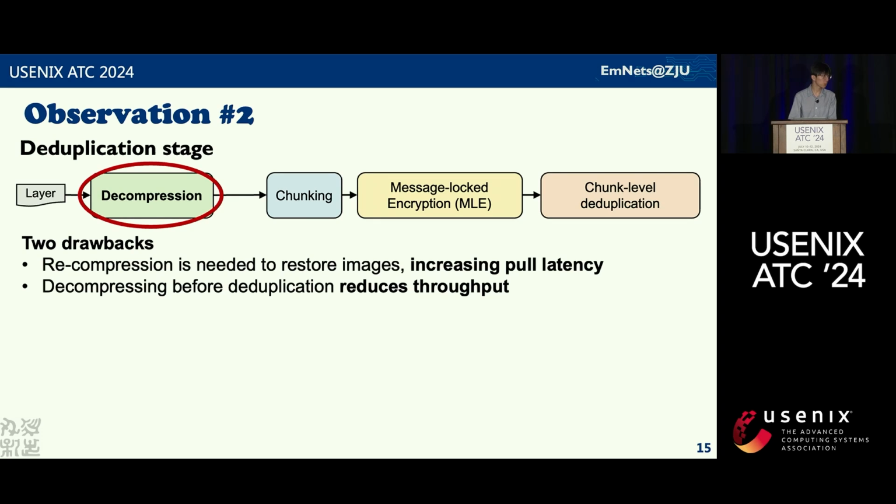So let's go back to the deduplication stage. In observation 2, we found that decompressing Docker image layers before deduplication enhances similarity, deduplication, and compression ratios. However, this process has 2 drawbacks. The first is that recompression is needed to restore images to their original forms, increasing push latency. And the second drawback is that decompressing before deduplication reduces system throughput.